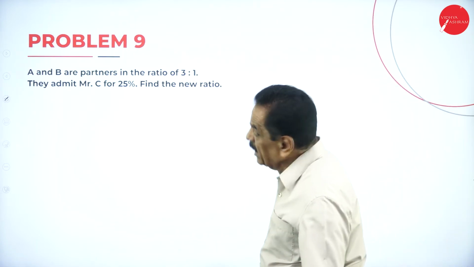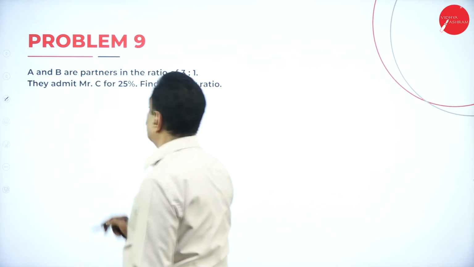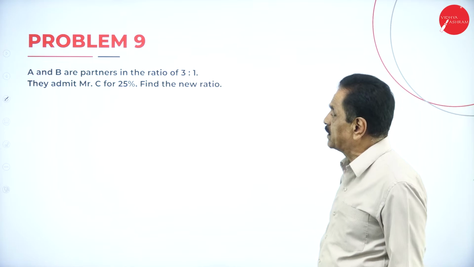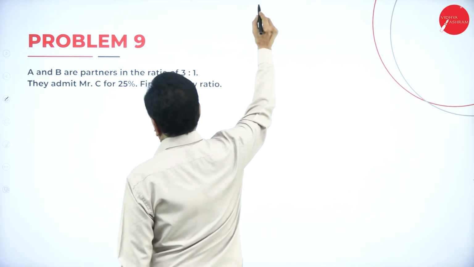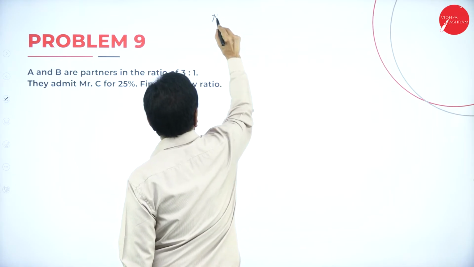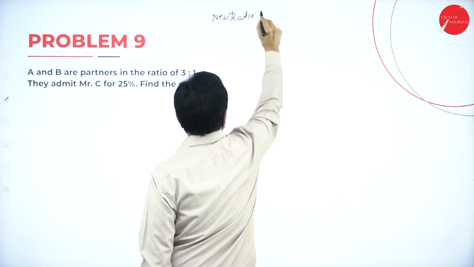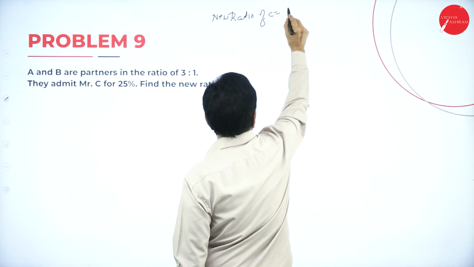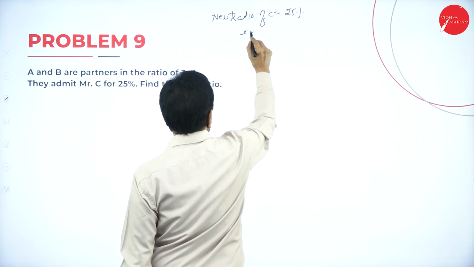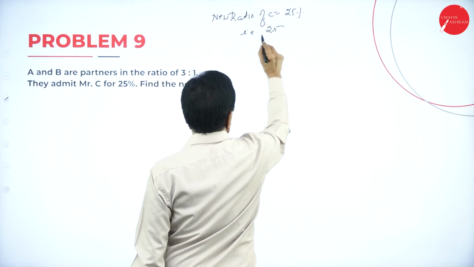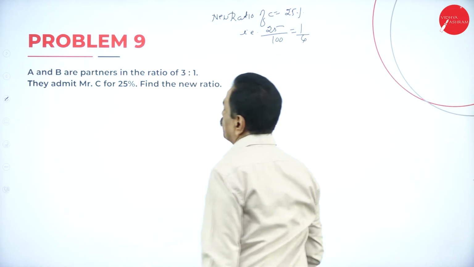Then, A and B are partners in the ratio of 3:1. They admit Mr. C for 25%. Find the new ratio. So, new ratio of C is equal to 25%. That is 25 divided by 100. This is 1 over 4.